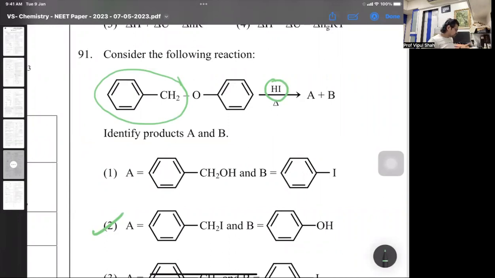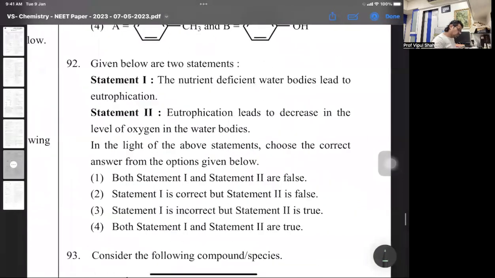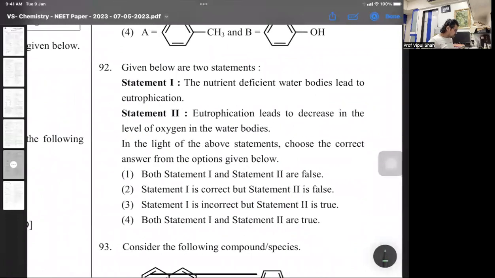So 91 is 2. Then 92, nutrient deficient water bodies leading to what is called eutrophication. This is a false statement. In fact, it's not deficient over there. It is basically nutrient rich water bodies. So it should be nutrient rich. And the second statement, eutrophication leads to decrease in the levels of oxygen. Yes, that's because more minerals are added, so the level of oxygen will definitely decrease. So the second is a true statement. So in this category, it is the third one. Statement 1 is incorrect, but 2 is correct.